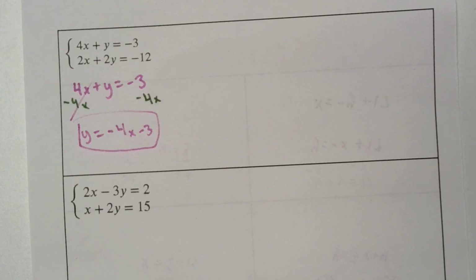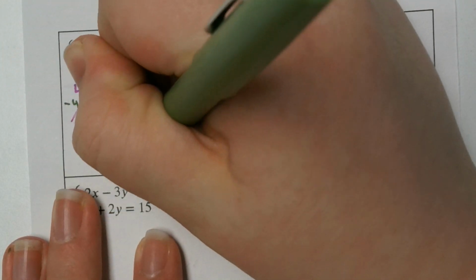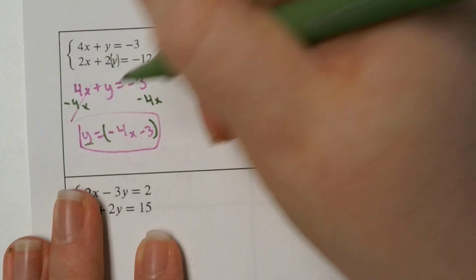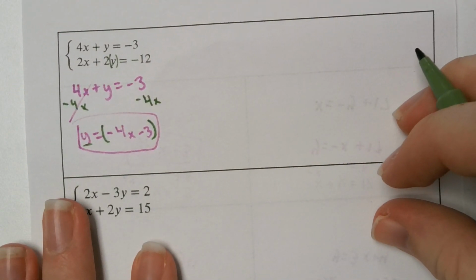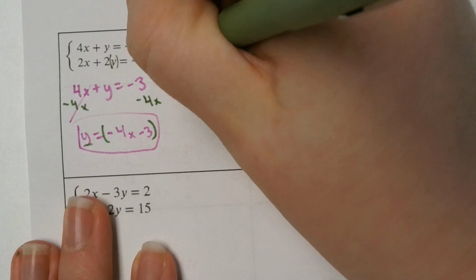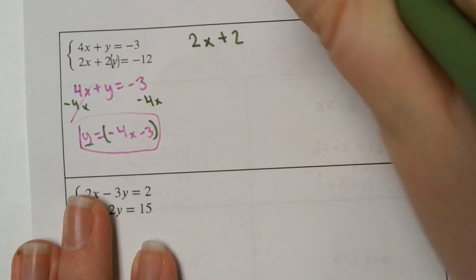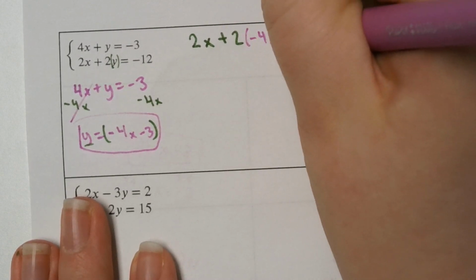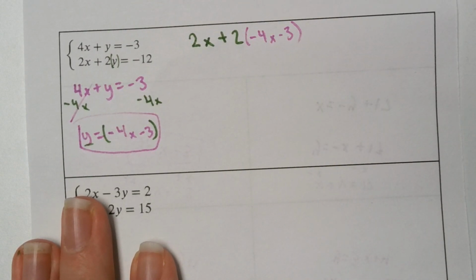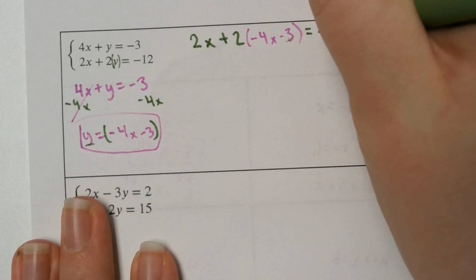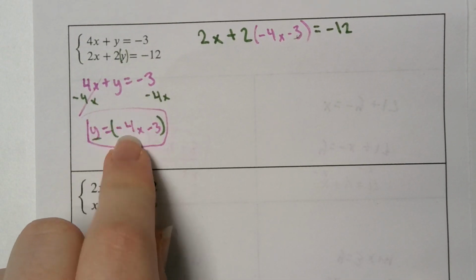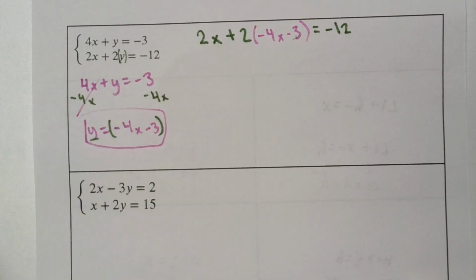Now we have to take that and substitute it into the other equation. So I'm going to take this negative 4x minus 3, and we're going to substitute it in for y because that's what it's solved for. So we get 2x plus 2, and then in parentheses, your negative 4x minus 3. And then keep going with that equation equals negative 12. Okay, so the only thing that changed was we substituted it in for that y.